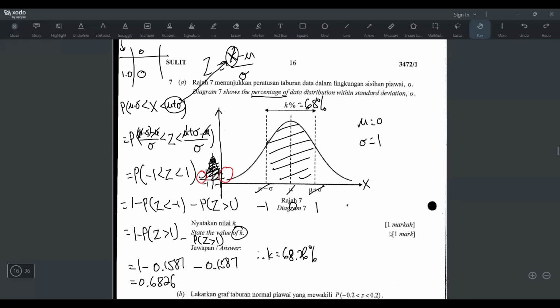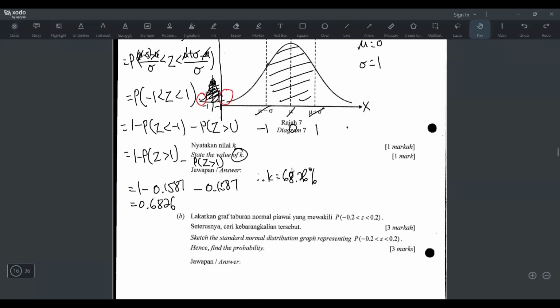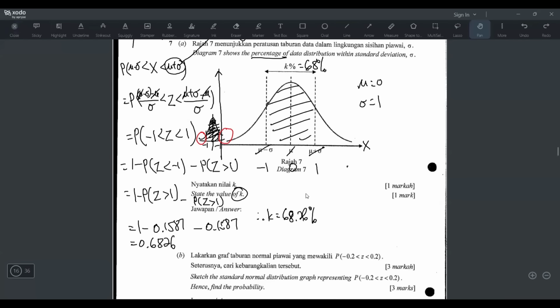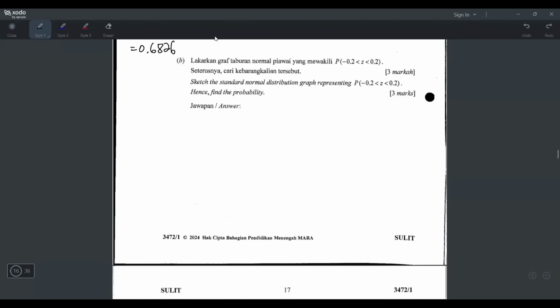I know it's only worth 1 mark, but I want to explain it, like why it is 68. Okay, so that's it. Let's continue.